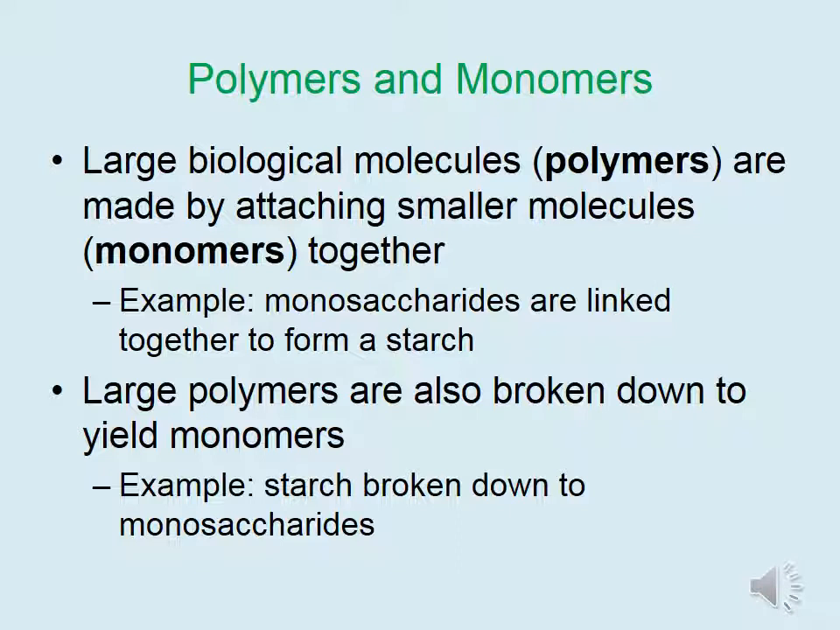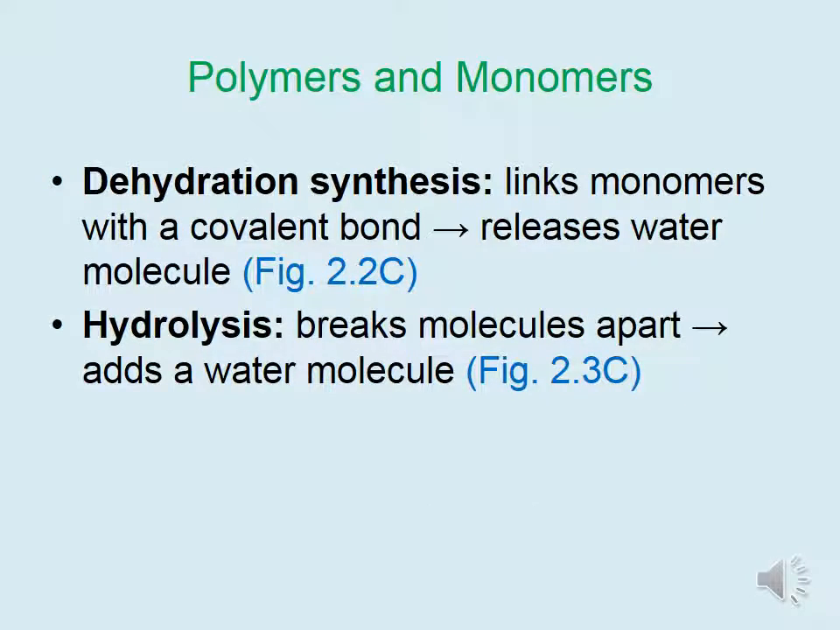During digestion, large polymers are also broken down to yield monomers. For instance, when you eat a potato or apple, the starch gets broken down to monosaccharides to be imported into your cells. In the previous lecture, it was mentioned that water is involved in most chemical reactions in our cells. This includes dehydration synthesis and hydrolysis.